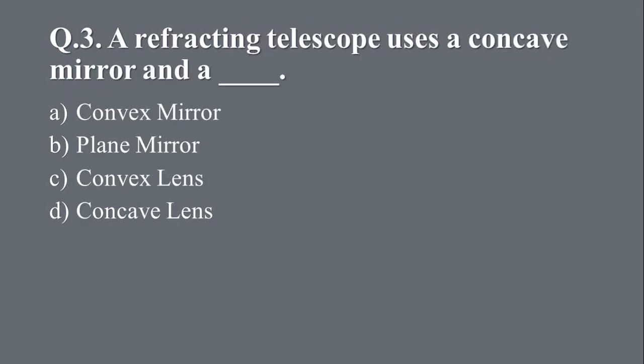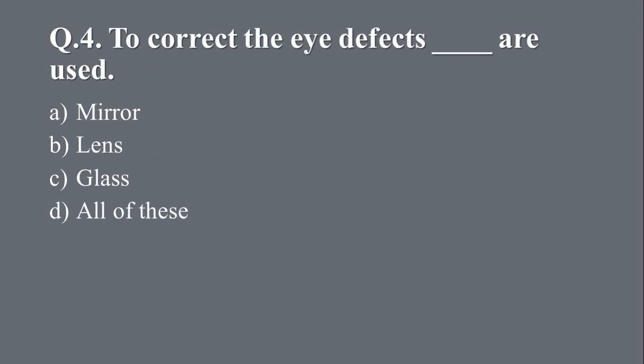Question 3. A refracting telescope uses a concave mirror and a dash. Option A. convex mirror, B. plane mirror, C. convex lens, D. concave lens. And the right answer is C. convex lens. Question 4. To correct the eye defects, dash are used. Option A. mirror, B. lens, C. glass, D. all of these. And the right answer is B. lens.